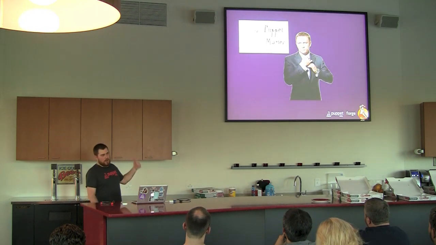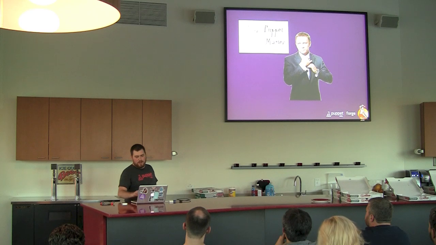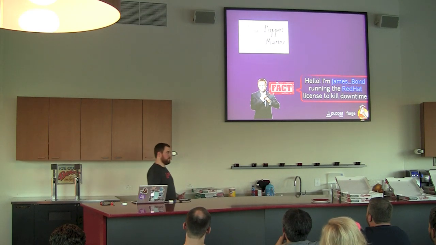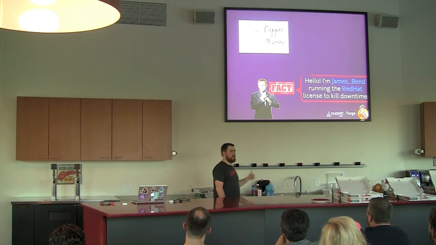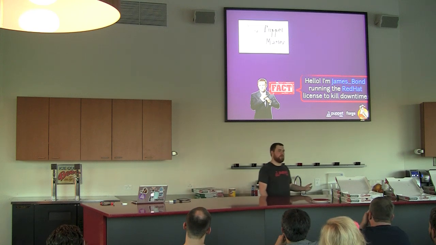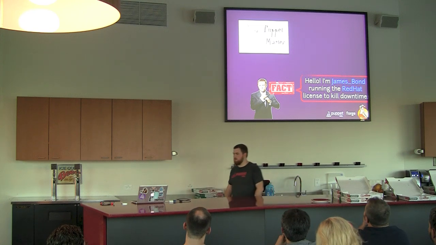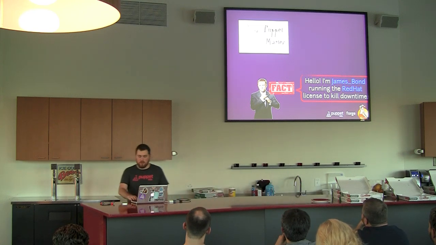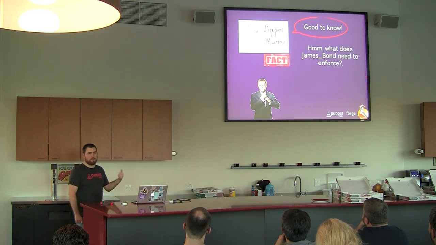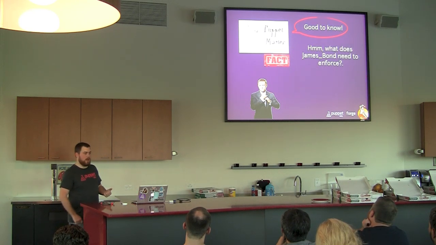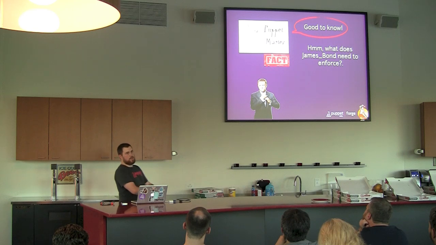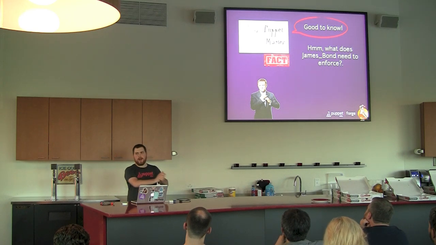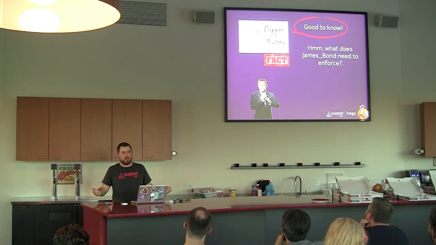And that Puppet master has a secret agent. And that agent has information about himself. He identifies himself as James Bond. He's running the Red Hat operating system. These are facts about James Bond. So whenever that agent checks in, he submits those facts to the Puppet master. And the Puppet master says, great, James Bond has checked in, and he is a Red Hat-based operating system. What do I do now?